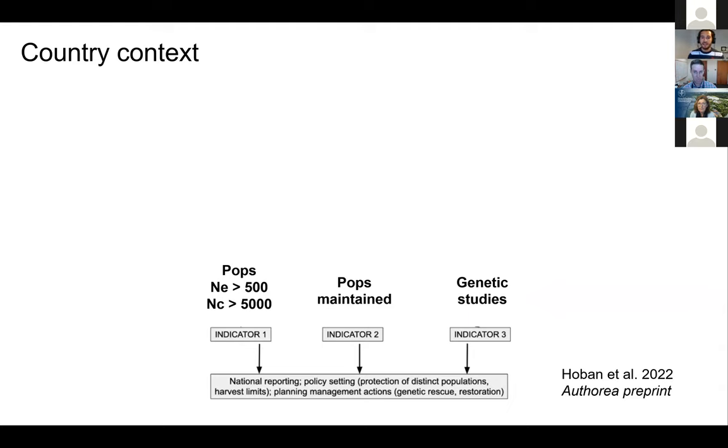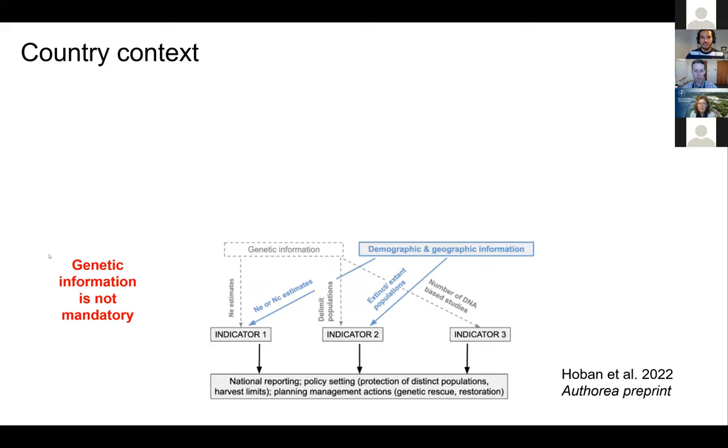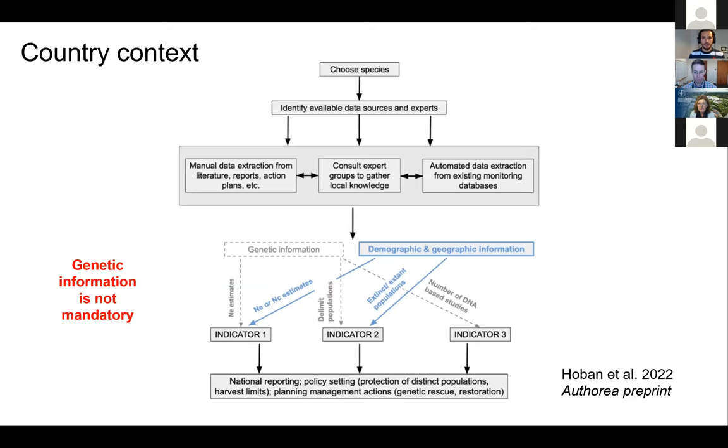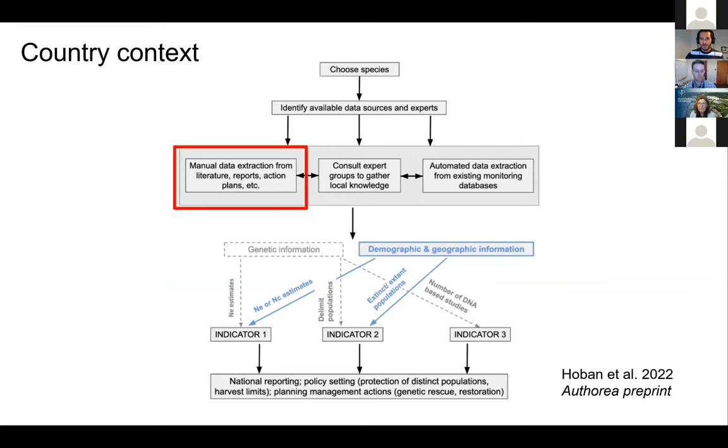This figure summarizes the rationale of the study. We have here the three indicators. To estimate these indicators, we can use genetic information, but this is not mandatory, because we can also calculate these indicators using demographic and geographic information. Each country has to make a list of species and then identify available data and experts. Then each country can select different strategies to gather the data to calculate these indicators. It can be a manual extraction procedure, or a consultation with experts, or an automated data extraction from monitoring databases. For the French trial, we used a manual approach given the good quality of available data.